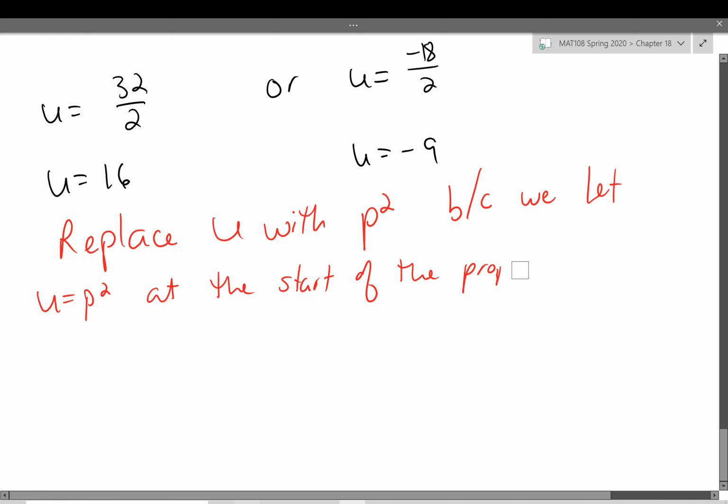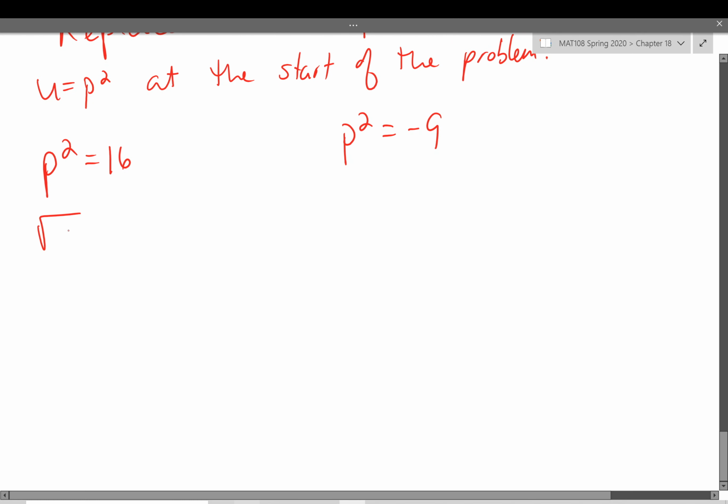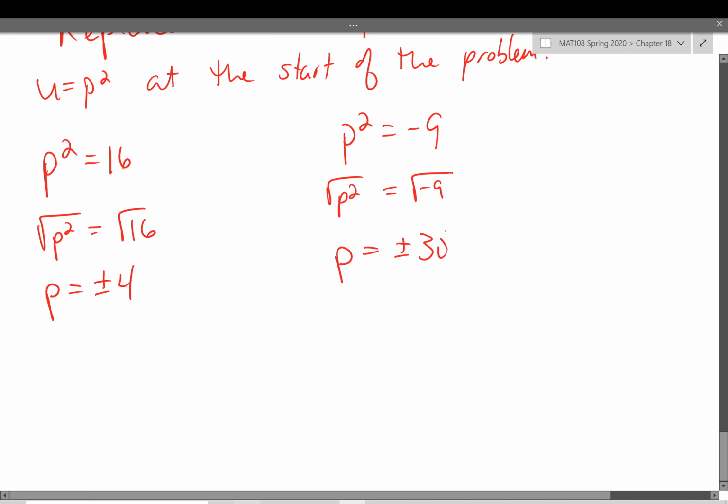All right? So I get P squared equals 16, and P squared equals -9. And hopefully you can see how easy this is. I'm going to take the square root of both sides. P equals plus or minus 4. And then I'm going to take the square root of both sides for the other side. And P equals plus or minus 3i. And there are my solutions right there.